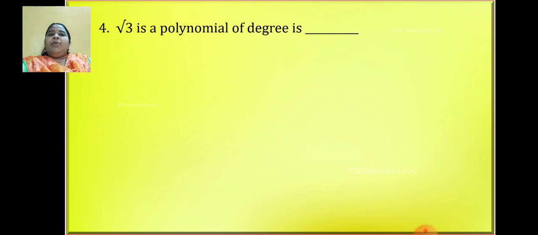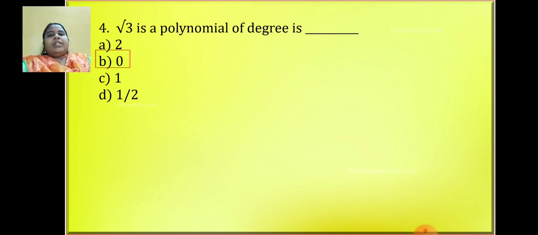Root 3 is a polynomial of degree dash. Now root 3, it is a constant number. Okay. Let's see the options. 2, 0, 1, 1 upon 2. Okay. Now I hope you know that for all constant polynomials, the degree is 0. Yes. So out of this, which one is correct? Option B, that it is 0. All constant numbers, whether it is root 3 or minus 1 upon 2 or 7 or 5.2, any constant number given, always the degree will be 0.